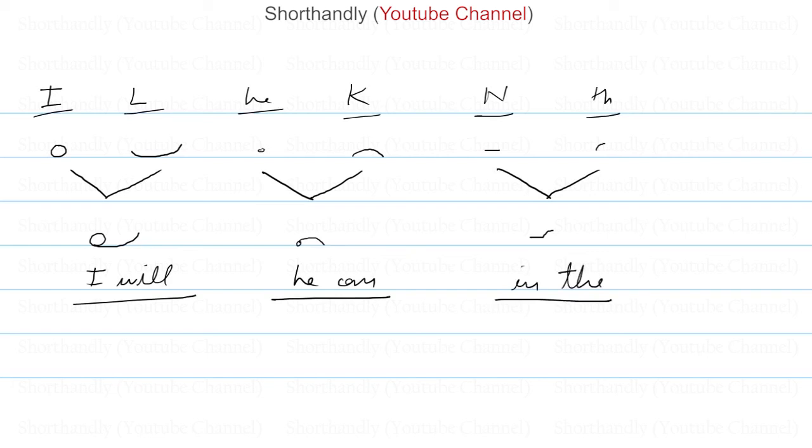Alright, so you saw how the strokes and curves are joining and forming a new character. So this is what phrasing actually means. You saw that we joined I and L and a new character is formed and we called it I will. Then he and K is joined and we got a new character, we called it he can. And the last one, N and the, a new character is formed and we called it in the. So I will, he can, and in the, all these three are phrases.